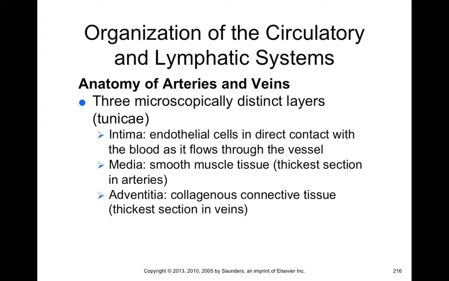The tunica intima is the innermost layer of a blood vessel wall, and it's composed of endothelial cells, which is a simple squamous epithelium, and this is in direct contact with blood as it flows through blood vessels. Tunica media is in the middle of the blood vessel wall. It's the smooth muscle layer, and it's also the thickest section in arteries. Adventitia is the outermost layer of a blood vessel wall, and it's more of a collagenous connective tissue that really just holds the whole vessel together and in shape.